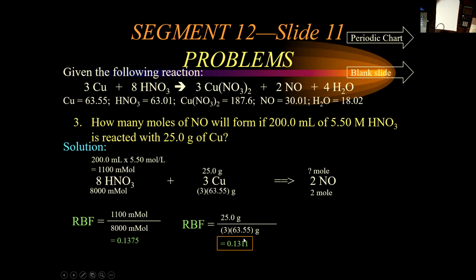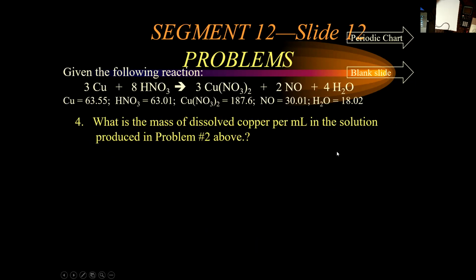My answer would be multiplying the whole equation through by that number. But I'm only going to multiply it by this one because that's what was in the problem. So I multiply that by the 2 moles, and I come out with 0.262 moles of NO. So the answer to my problem is 0.262 moles of NO would form from 200 milliliters of 5.5 molar nitric acid reacting with 25 grams of copper. That would be the moles.